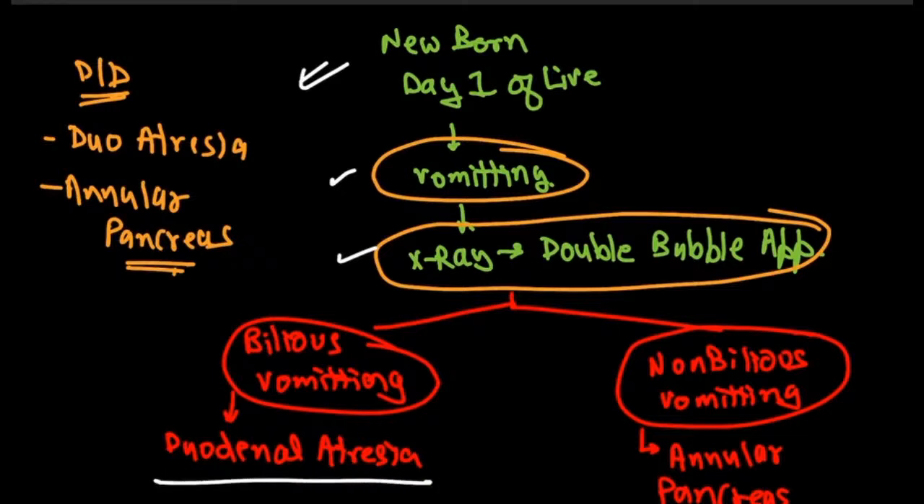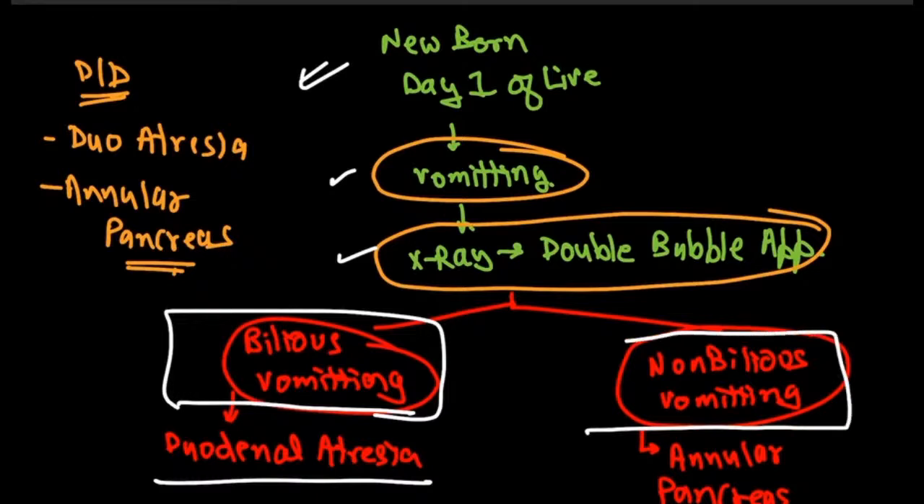No. If at all in the question they have given you a bilious vomiting, only then the answer is duodenal atresia. If they are mentioning it as a non-bilious vomiting, then the answer would be annular pancreas. Okay, I hope I have made myself clear over here. It is a very important concept. I hope you understood this.